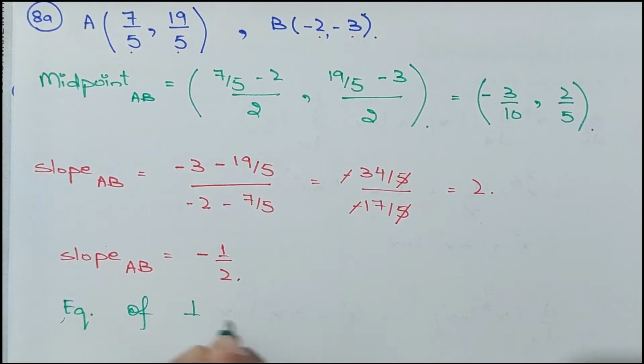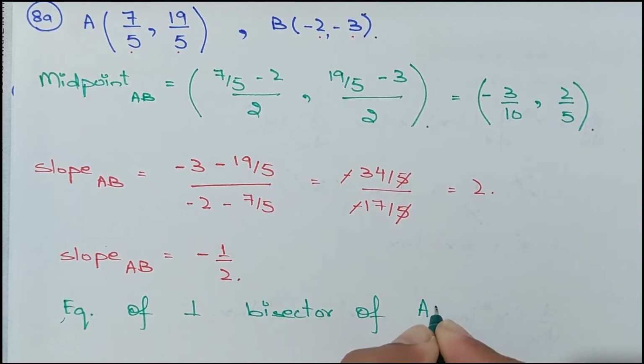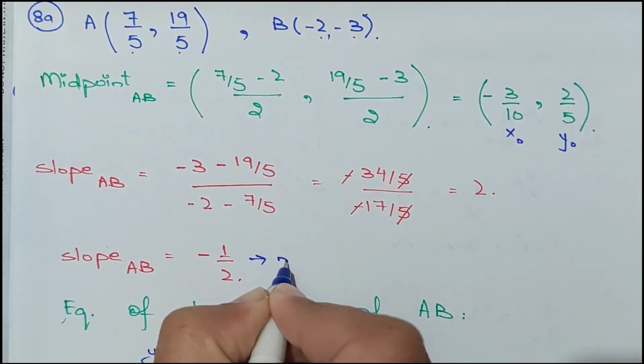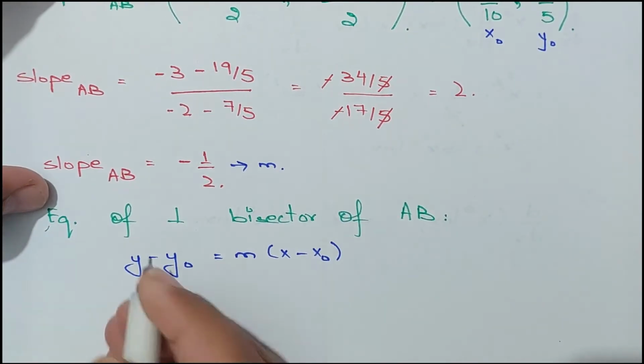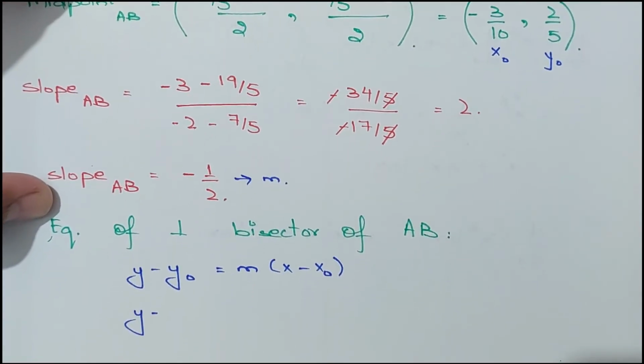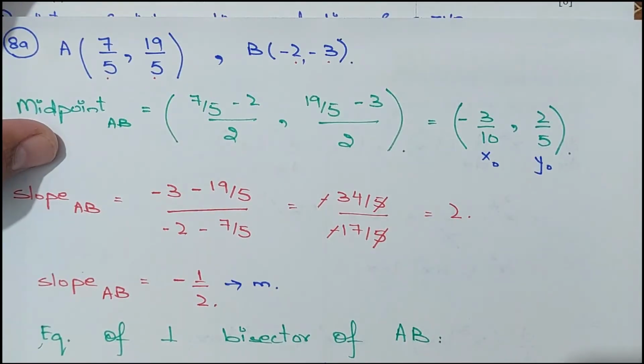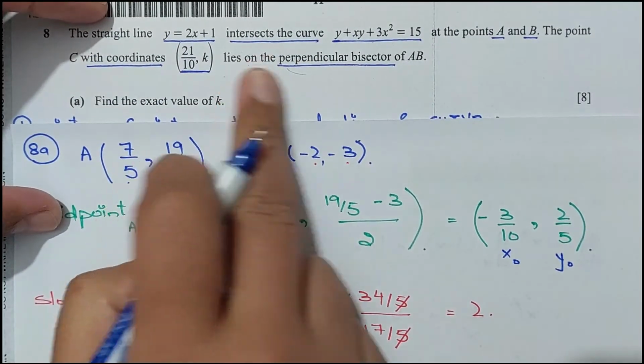Now let me find the equation of the perpendicular bisector of AB. That equation is y minus y naught equals m into x minus x naught. So this is my x naught, this is my y naught, and this is my m. Just plug in the values. Y minus y naught is 2 by 5. The m value is -1 by 2. And x minus x naught is 3 by 10, it's positive now. Okay, so we are done with the perpendicular bisector of AB.